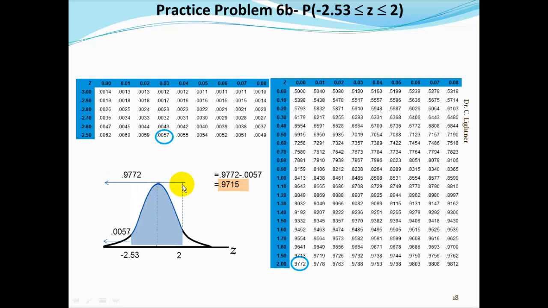0.9772. Therefore, the difference between these areas gives us the shaded region that we want. For this example, that shaded region is 0.9715. So the probability that z falls between -2.53 and +2 is 0.9715.